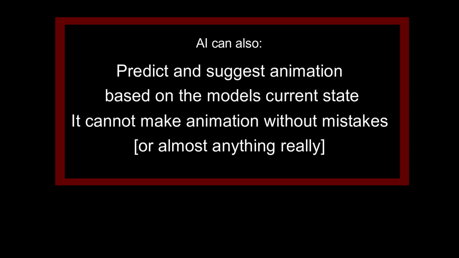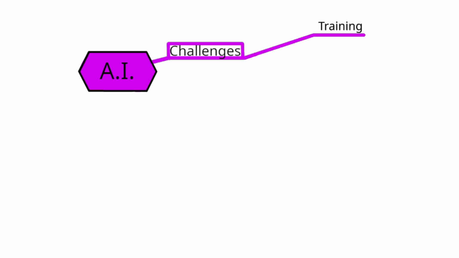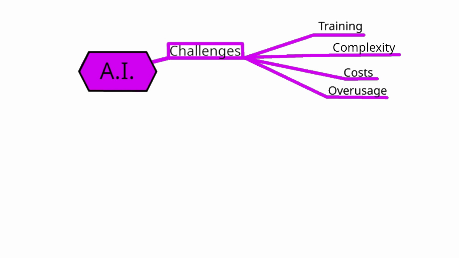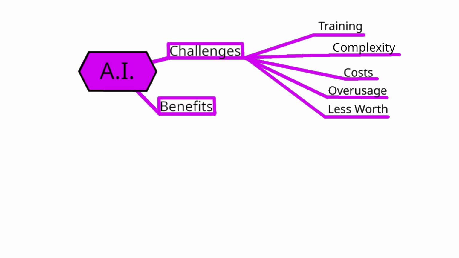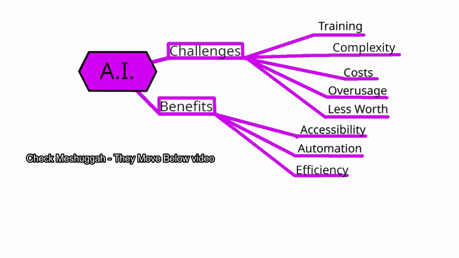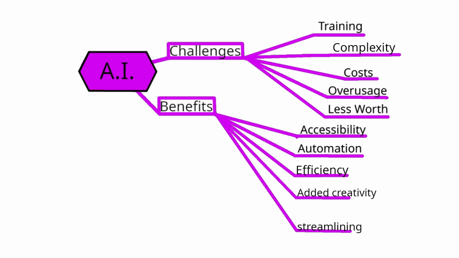Now, it cannot fully make an animation without mistakes, so I've found at least 5 problems AI currently faces. The training, which is the most important one. Complexity of the work, costs, overusage, devaluing of work. Challenges of AI can be mitigated with proper use and research. The benefits are accessibility, automation, efficiency, added creativity, which humans could not think of at that time or at all, and streamlining the process.